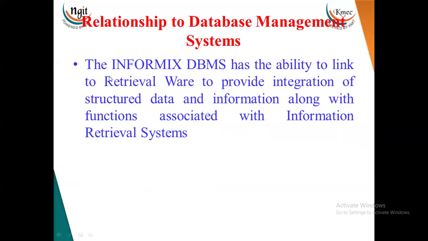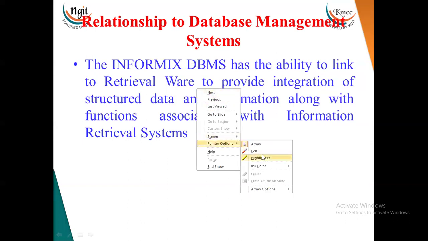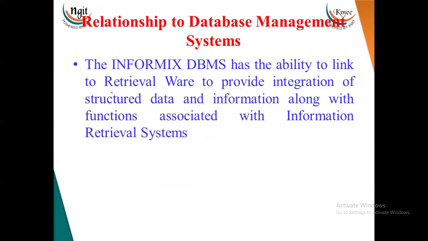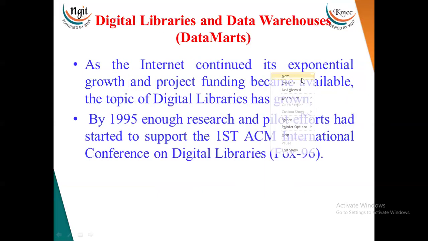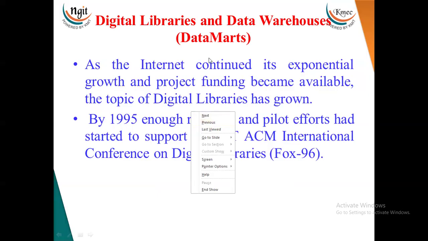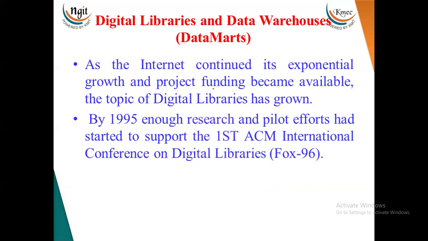Finally, one more is Informix DBMS, which will link to your retrieval. See what we are doing here. Whatever database already exists, we are linking with your retrieval systems. So without copying the complete data into your retrieval system, Informix will be connected to it, and you can use it as an IRS. So one more example is data marts, digital libraries and data marts. So what exactly are digital libraries?